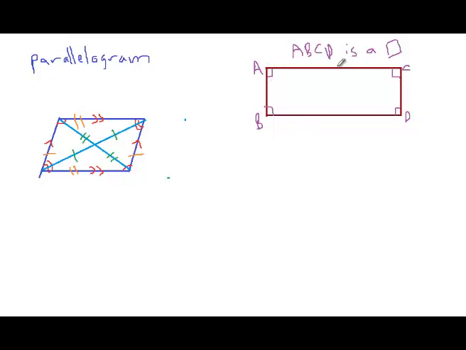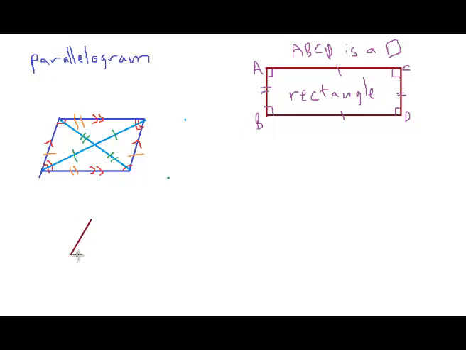Of course, opposite sides are equal, but that's true in any parallelogram. Opposite sides are equal, and all the same rules apply as in a parallelogram. So let's mark this as a rectangle. Okay. The third type of parallelogram is none other than the rhombus.